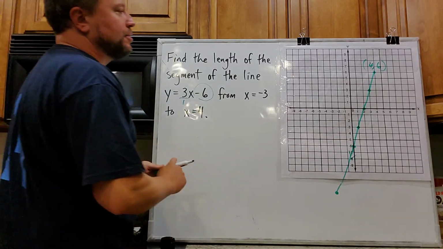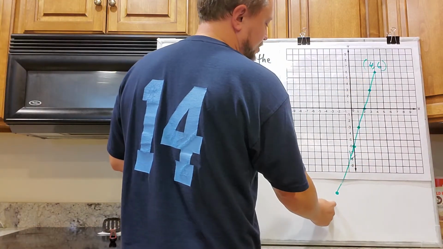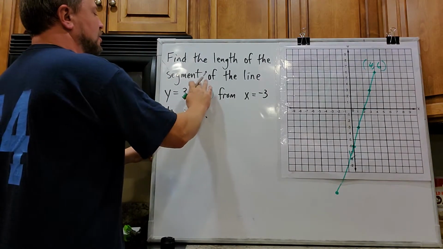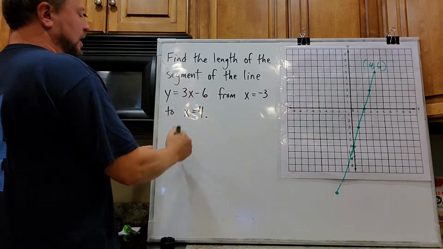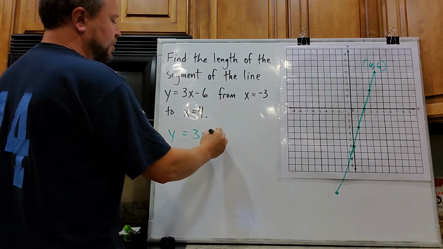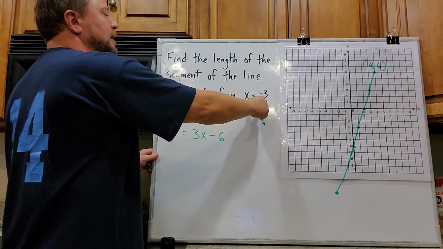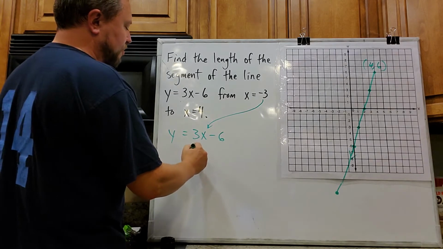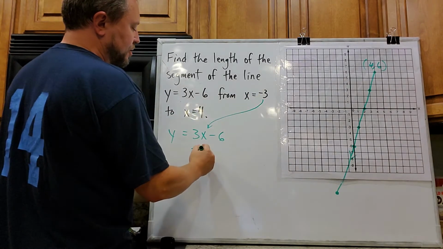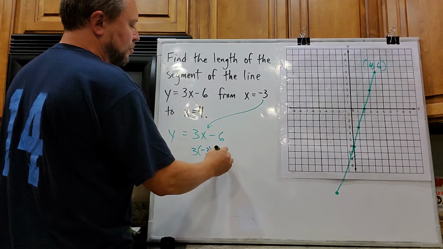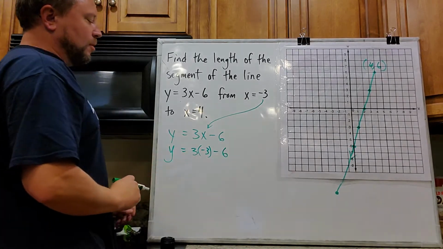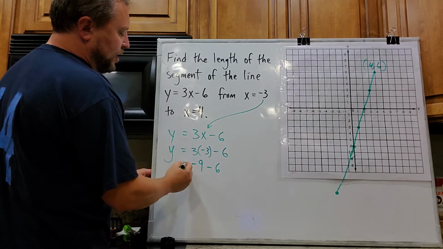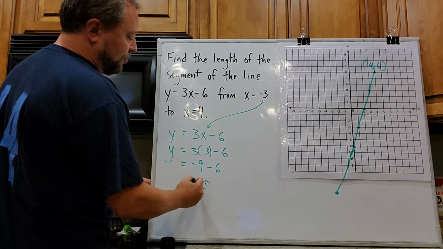What you could do, to figure out this set of coordinates and this one down here, is simply take this equation for the line, y equals 3x minus 6, and plug in your x values. So we're going to take this x value and plug it in and see what we get. So we'd have 3 times negative 3 minus 6 equals our y. So 3 times negative 3 is negative 9. Negative 9 minus 6 is negative 15.